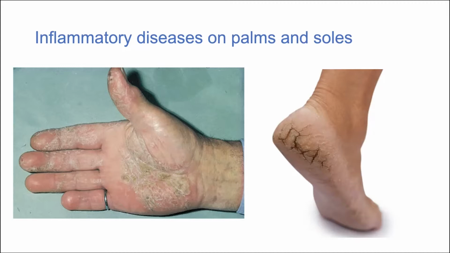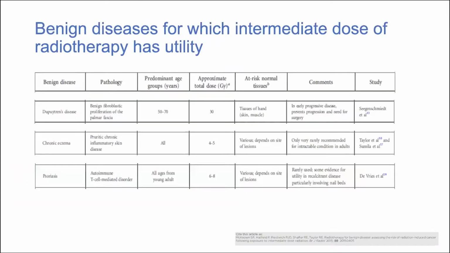On the right-hand side, you see these cracks in the skin. So this looks more like a hyperkeratotic chronic eczema. So this type of inflammation you can see, for example, in the context of atopic dermatitis.